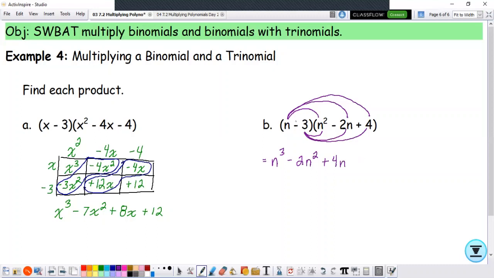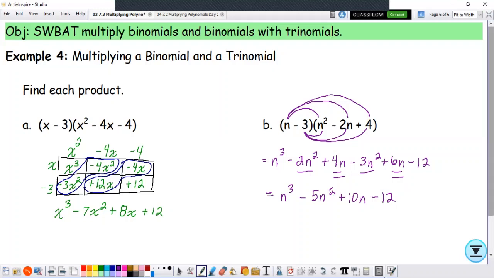And now I'm going to multiply the minus 3 with everything in the trinomial. So negative 3n squared plus 6n minus 12. I'm going to identify any like terms so that I can simplify my polynomial. And we have n to the third minus 5n squared plus 10n minus 12. And we have the product of n minus 3 and n squared minus 2n plus 4.